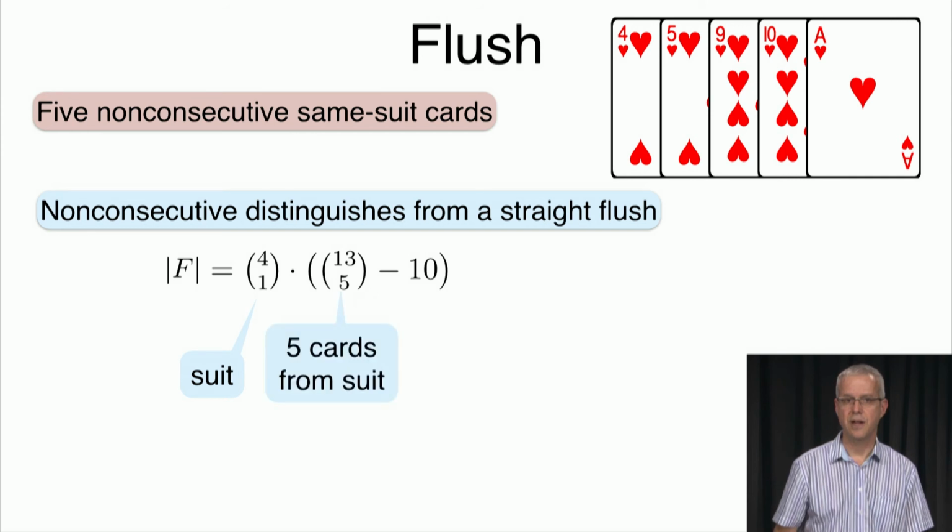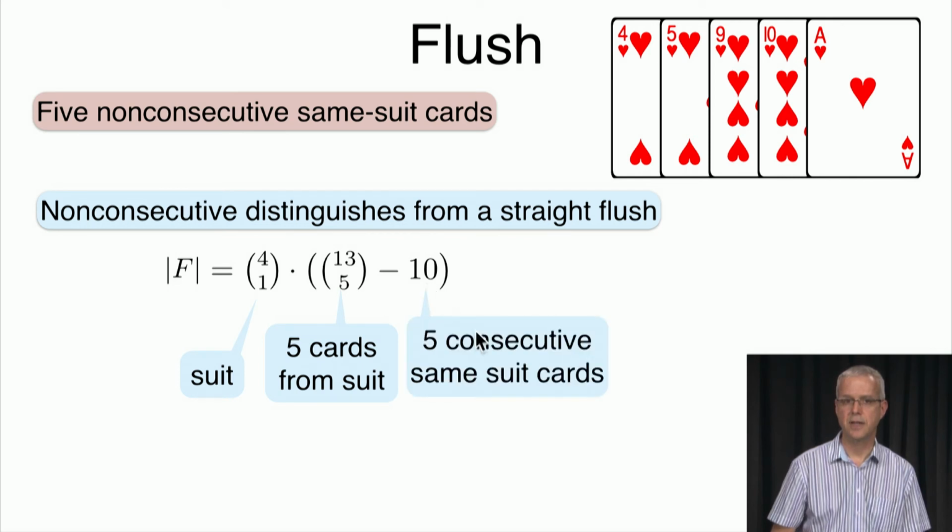So 13 choose 5 is the number of ways to select 5 cards from a suit. And if you remember, we said that for any given suit, there are 10 hands of consecutive cards depending on where they start. You can start with ace, 2, 3, 4, 5, all the way up to 10, jack, queen, king, and ace. So there are going to be 10 consecutive hands that we're not interested in. So we're subtracting from 13 choose 5, which is all ways of picking 5 cards, the 10 consecutive ones that we don't count here.